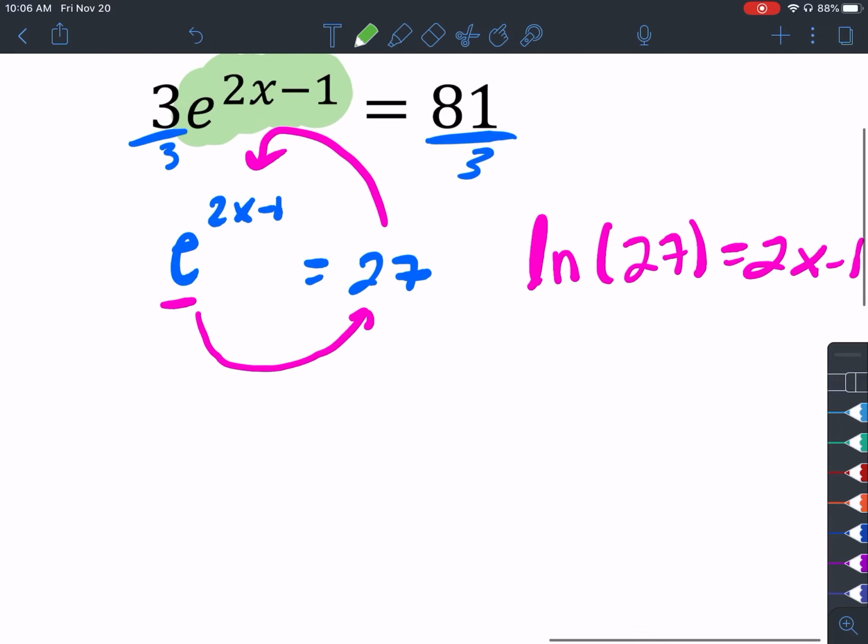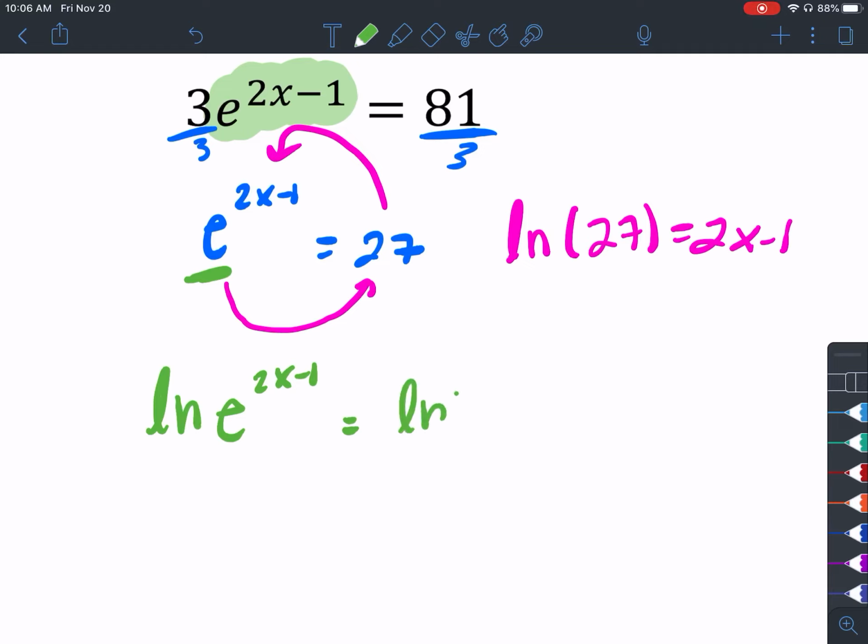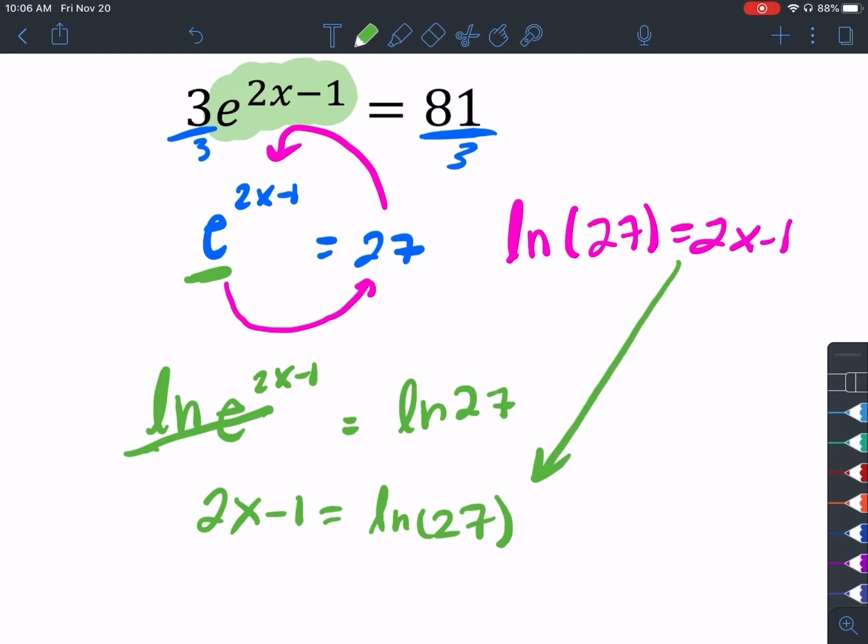Another method is to take the natural log of both sides. So since the base is e, I can actually just take the natural log of both sides. Our really cool property says that if the base and the argument are the same, this side simplifies down to the exponent. So I can cancel that out and I get 2x minus 1 equals the ln of 27. It just depends on what step you want to take there.